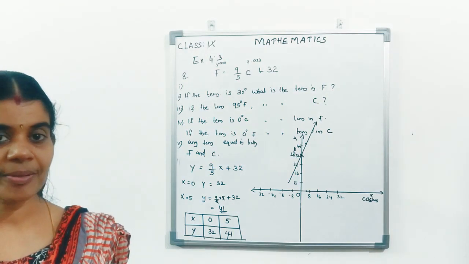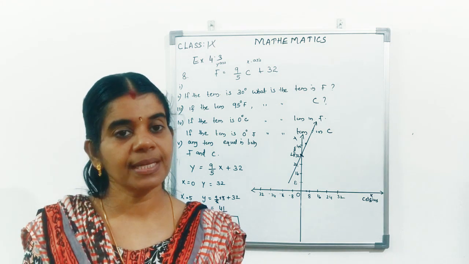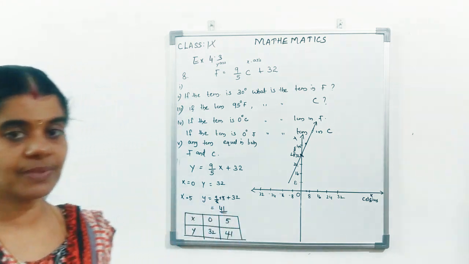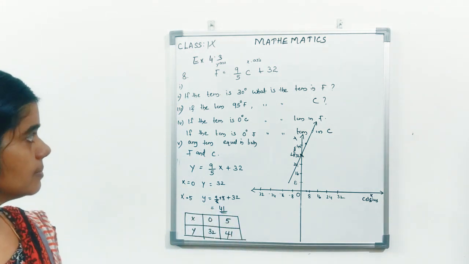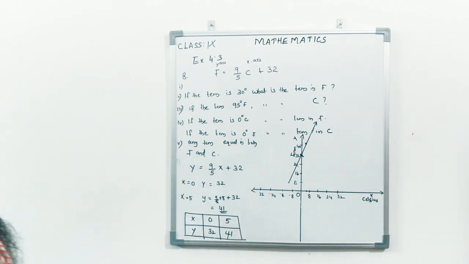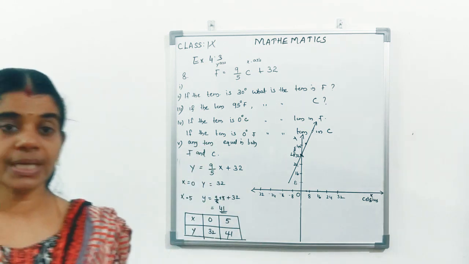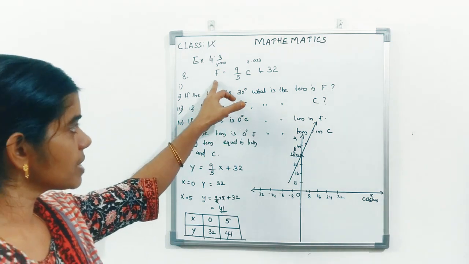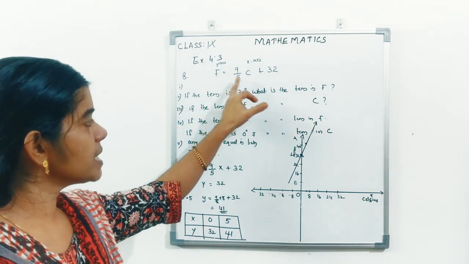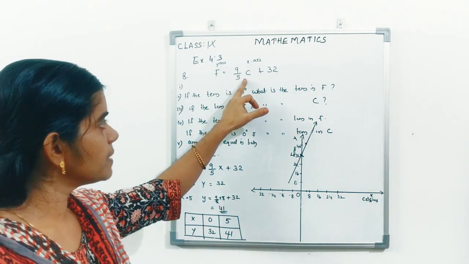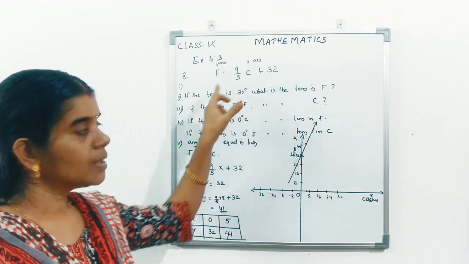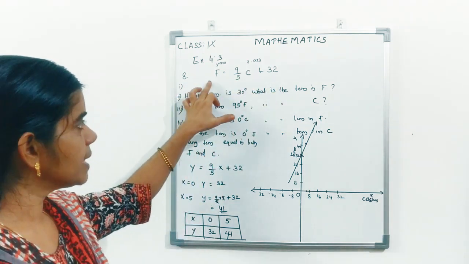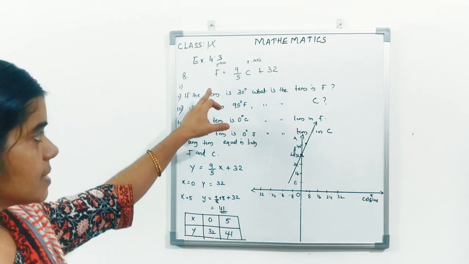Our maths class. We are doing the graph of the linear equation in two variables. Just listen to one question. The temperature, you already know, is in Celsius and Fahrenheit. This is the equation given: F is equal to 9 by 5 C plus 32. You want to draw the graph of this equation.